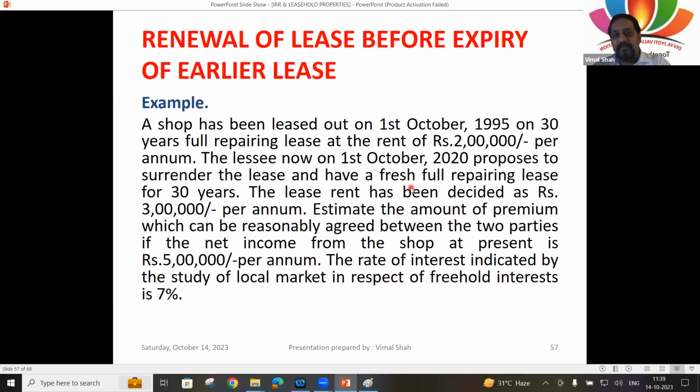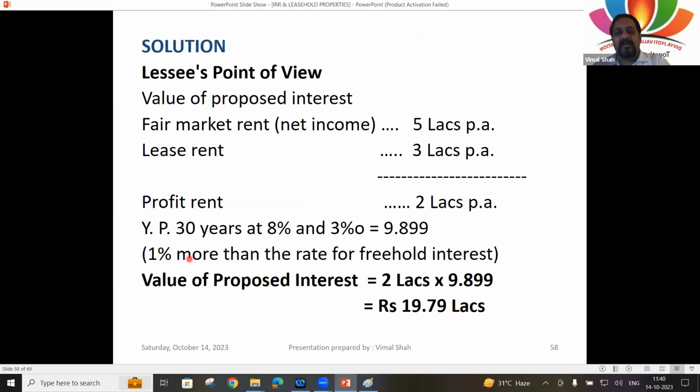So, profit rent will be 2 lakh per annum. Now, here they have not mentioned whether it is full repair lease or not, this 5 lakh. If it was full repair lease, then again, Ratnesh, they would minus that for the lessee, right? So we will find out the profit rent. This profit rent we will capitalize for next 30 years, right? So value of the proposed interest is coming 19.79 lakhs, right?